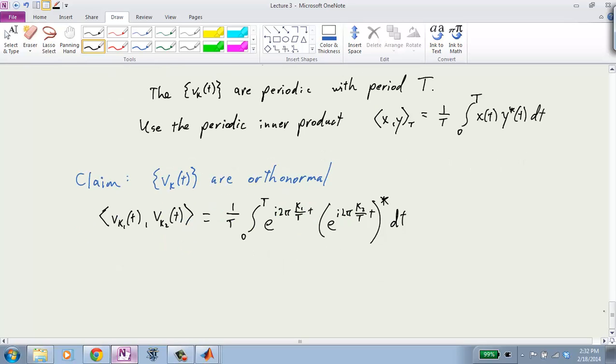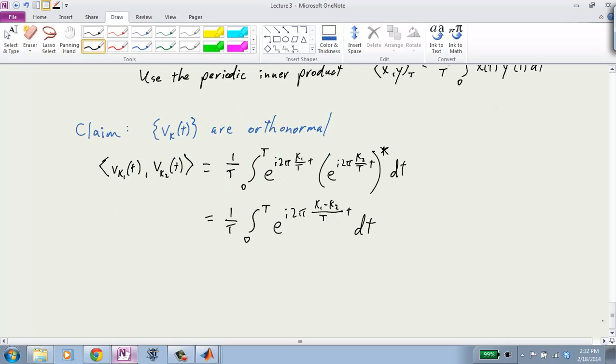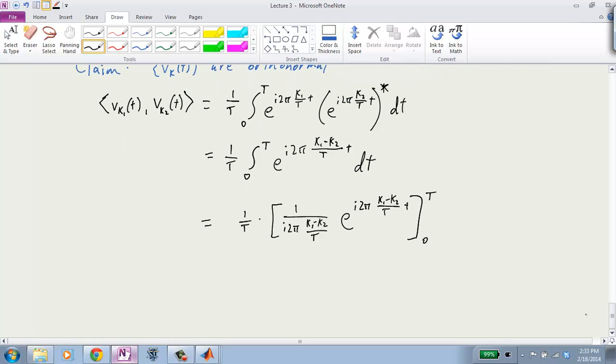Now the conjugate is just going to bring a minus sign into the exponent. So this is going to be the integral from 0 to T of e^(i2π(k1−k2)/T · t). So we need to do this integral. Notice that this equals 1/T times 1/(i2π(k1−k2)/T) times e^(i2π(k1−k2)/T · t) evaluated from 0 to T. However, you have to be careful with this integral. By the way, now you see why we like exponentials. Integrating exponentials is always nice.